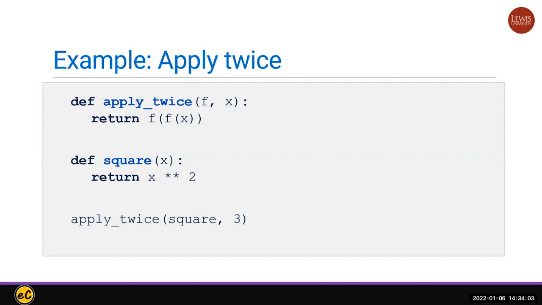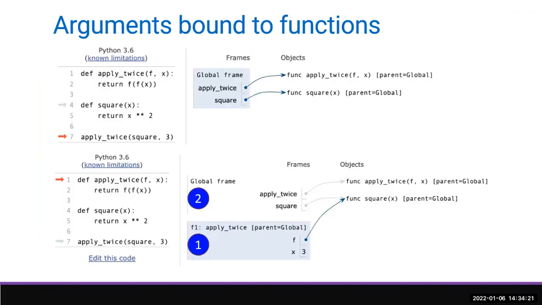Apply twice is a function to which you pass a function, and you will apply the f function twice to x. That's called a higher order function. So f is a function being passed to the function. In this case, we call it a higher order function, okay? So here you will have this apply twice environment.